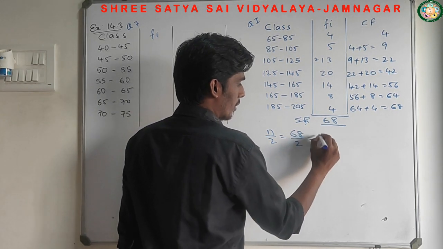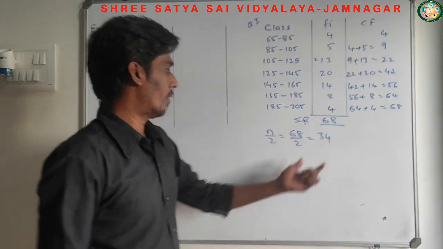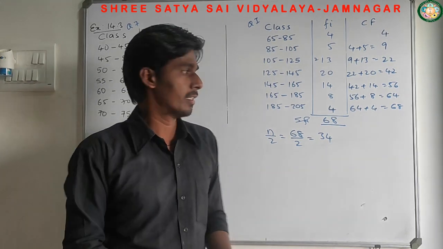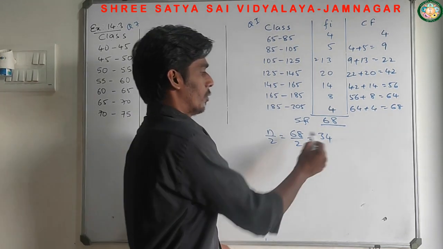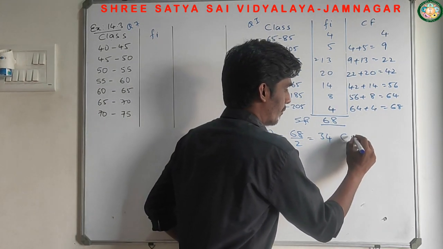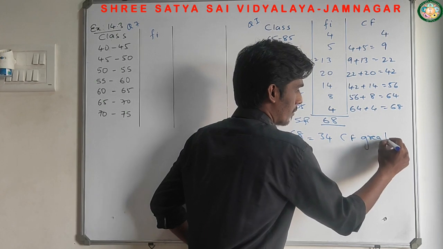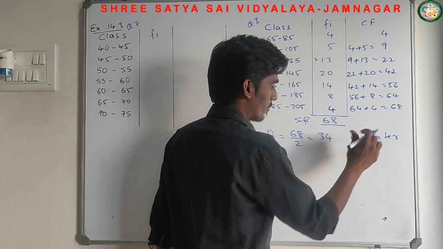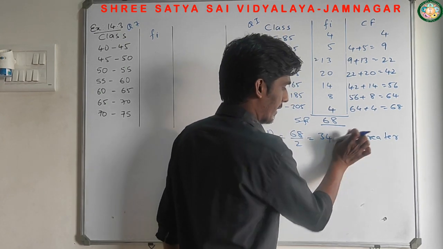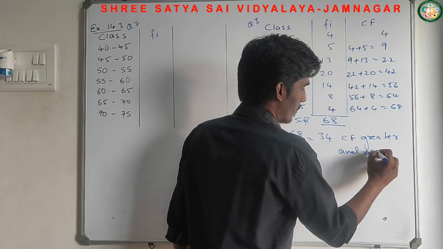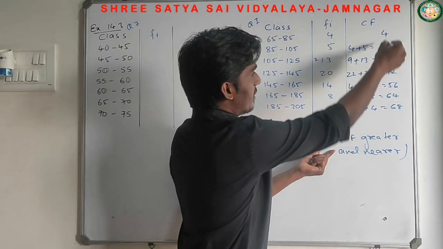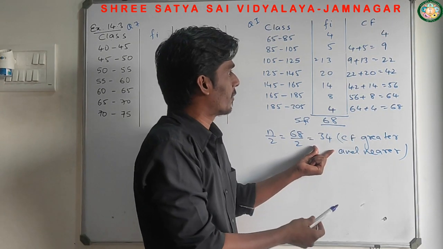68 upon 2, 34. Now the way we used to find modal class, now we have to find out what? Median class. This is the important aspect of this sum. To find median class, we have to take the CF which is what? CF greater and nearer to what? 34.